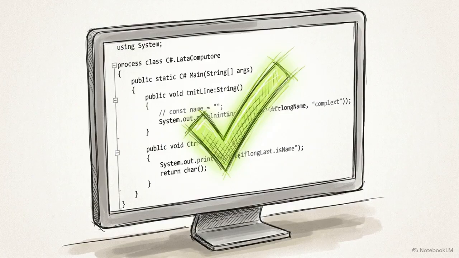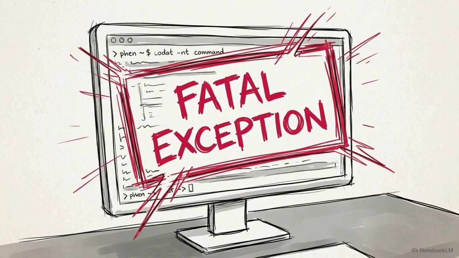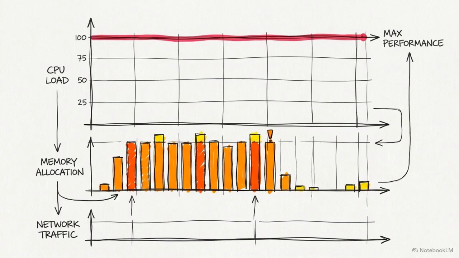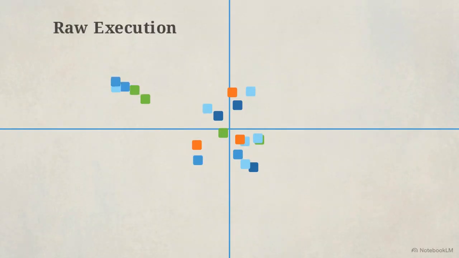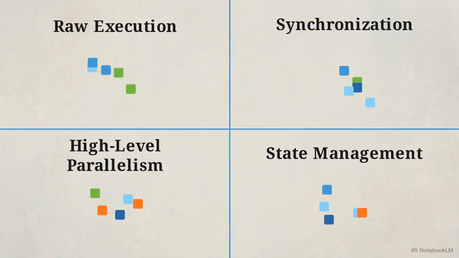Selecting the wrong primitive from this list will not trigger a compiler error. Instead, they cause silent runtime failures, severe system deadlocks, and performance degradation. Mastery requires organizing these tools into 4 strict architectural quadrants: raw execution, synchronization, high-level parallelism, and state management.